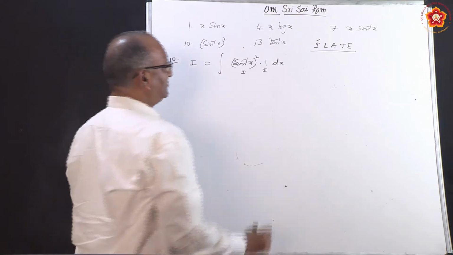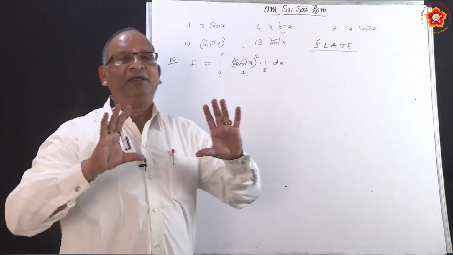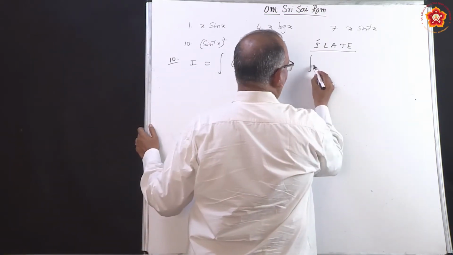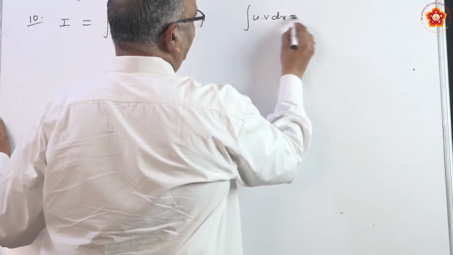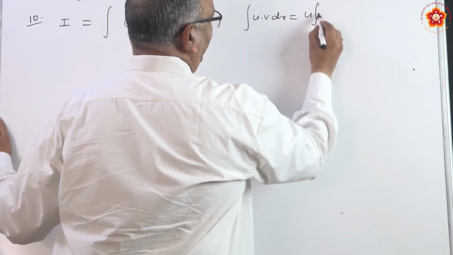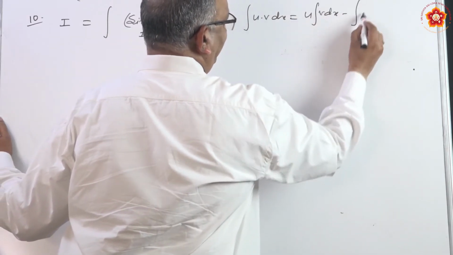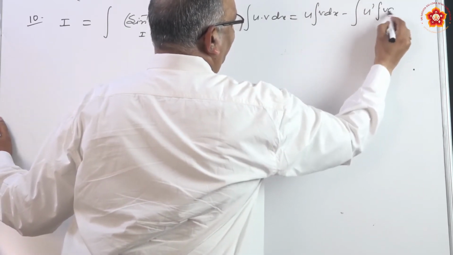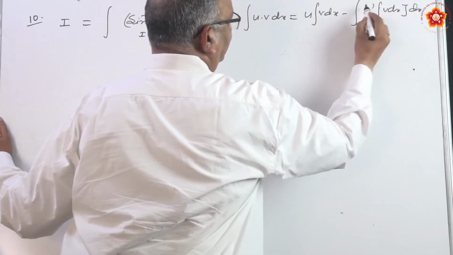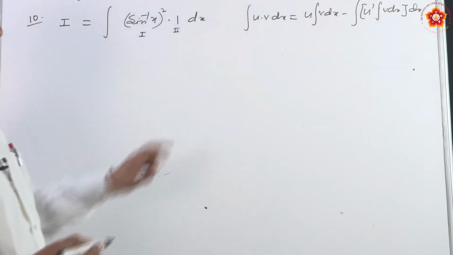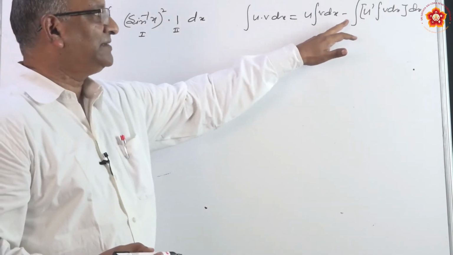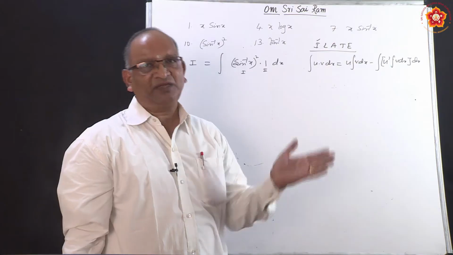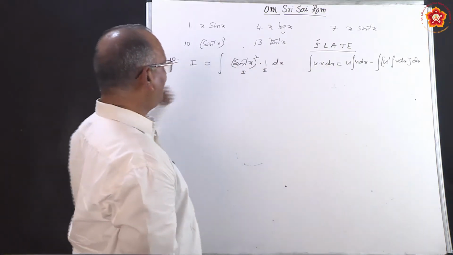What is the formula? See, the same formula, if you feel it is appearing to be too big, you can also write it in a simple way. Integral of u into v dx equal to u into integral of v dx minus integral of u dash into integral of v dx into dx. What we are communicating is same. First function integral of second minus integral of derivative of first into integral of second. u is first function, v is second function. So apply that formula here.